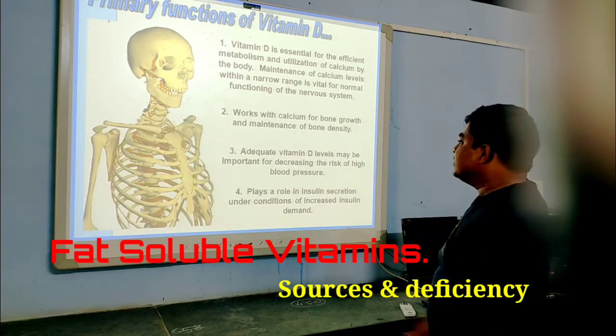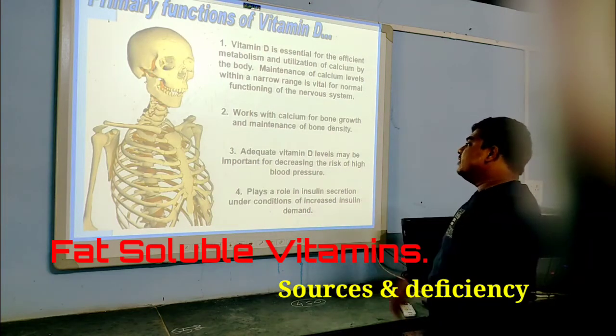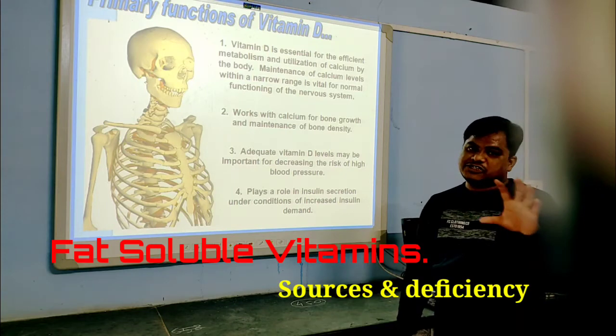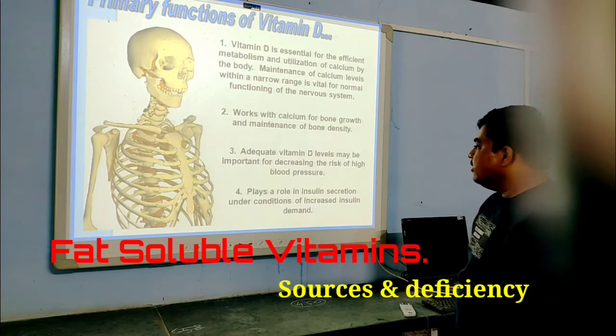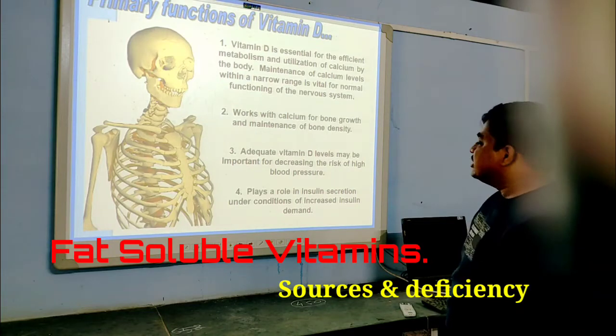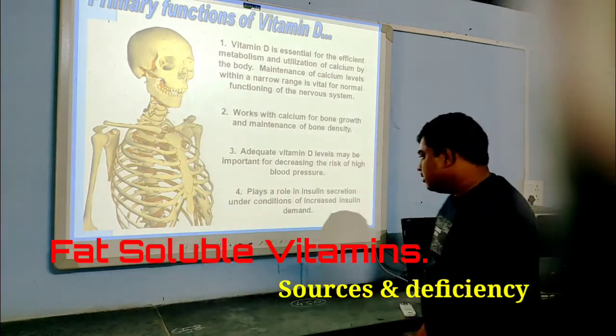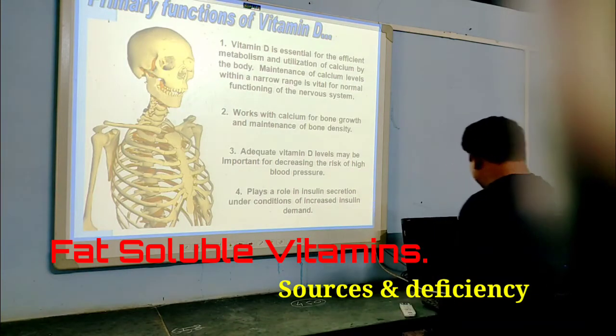Okay, third one is that adequate vitamin D levels may be important for decreasing the risk of high blood pressure. Okay, and it plays a role in insulin secretion under the condition of increased insulin demand. Again, one more important aspect, we know the role of insulin in our body.